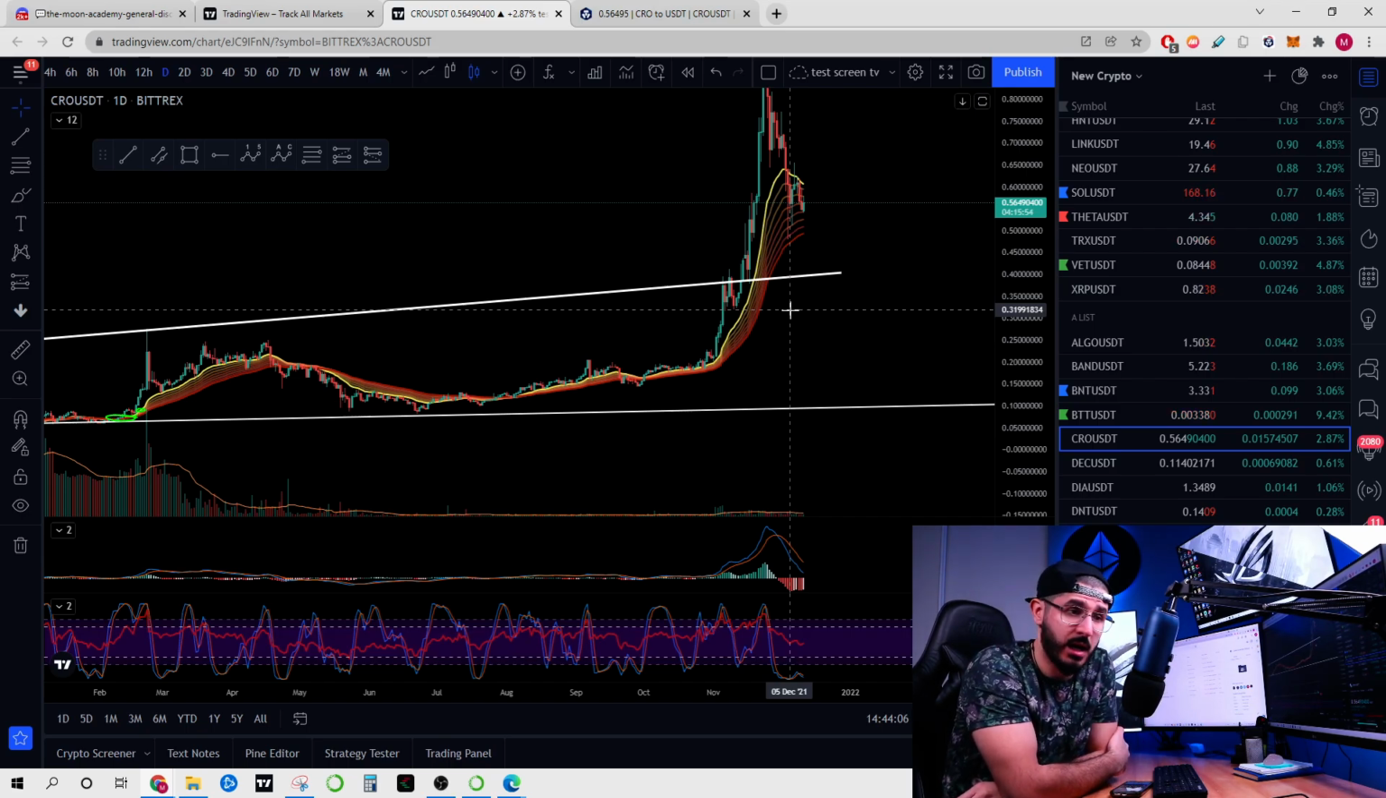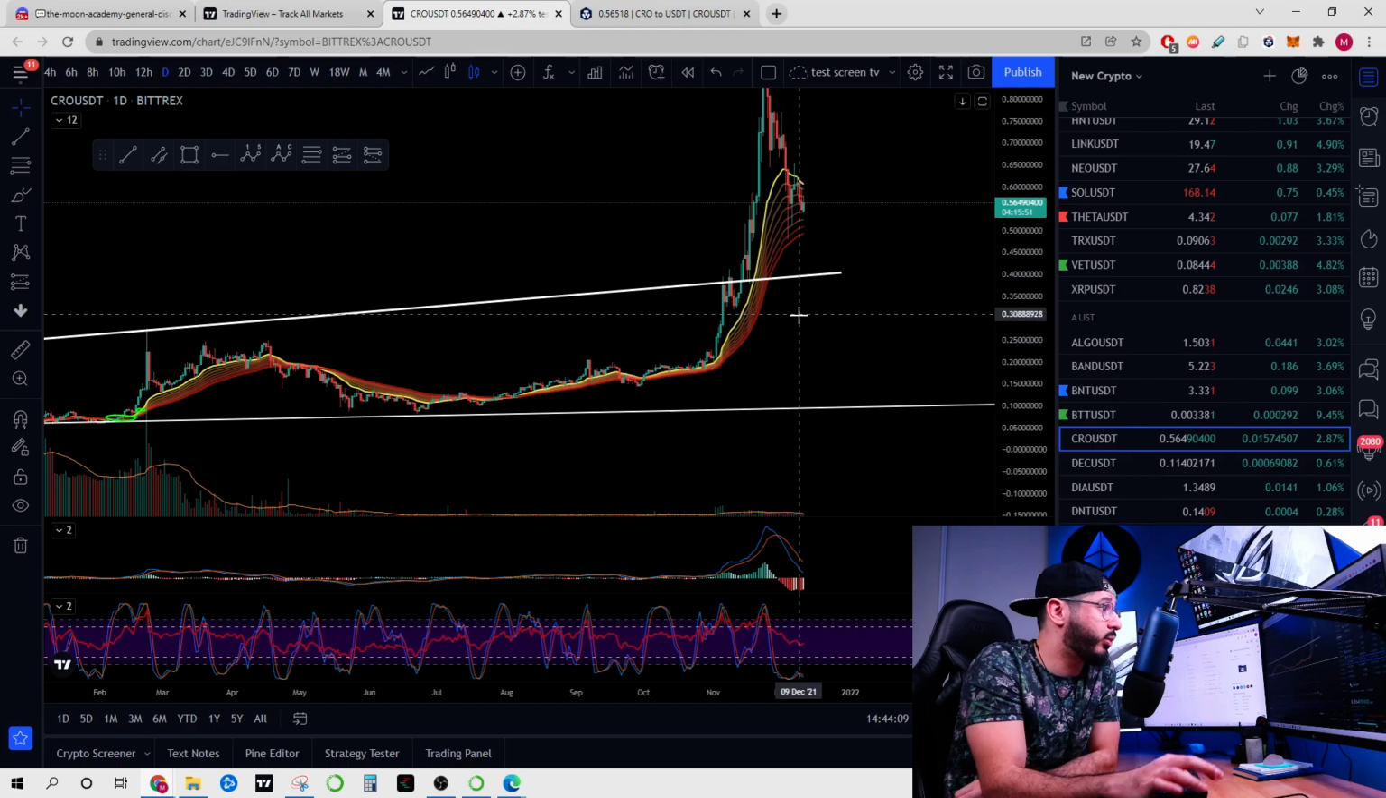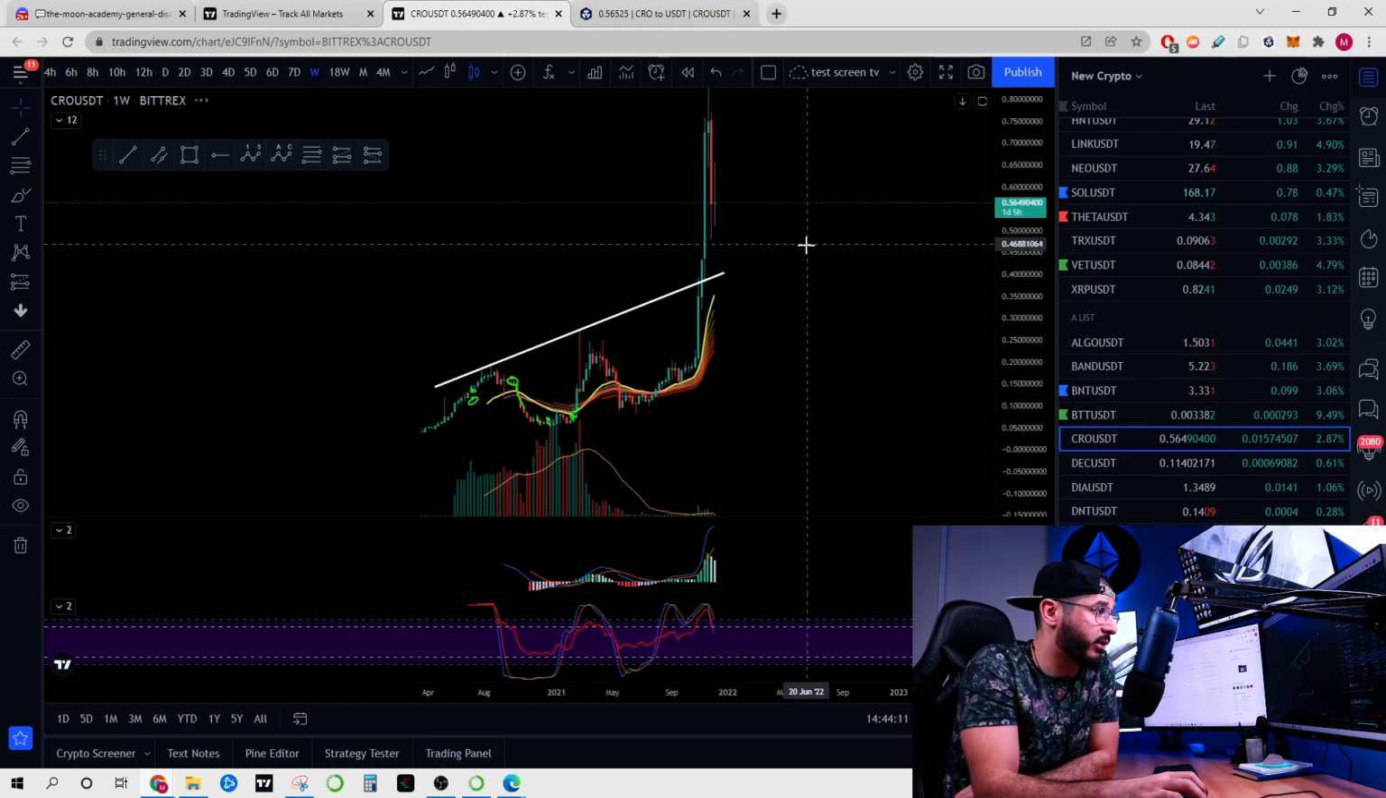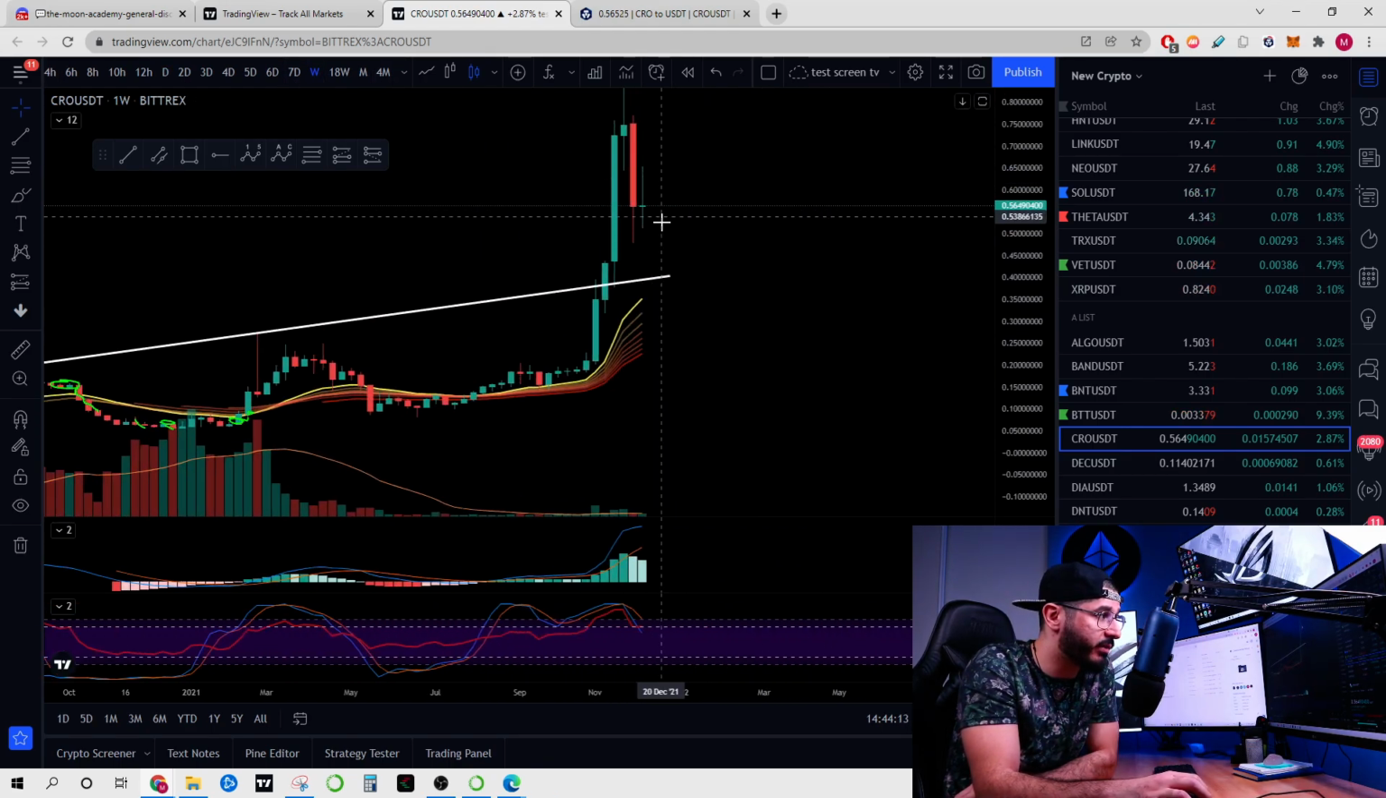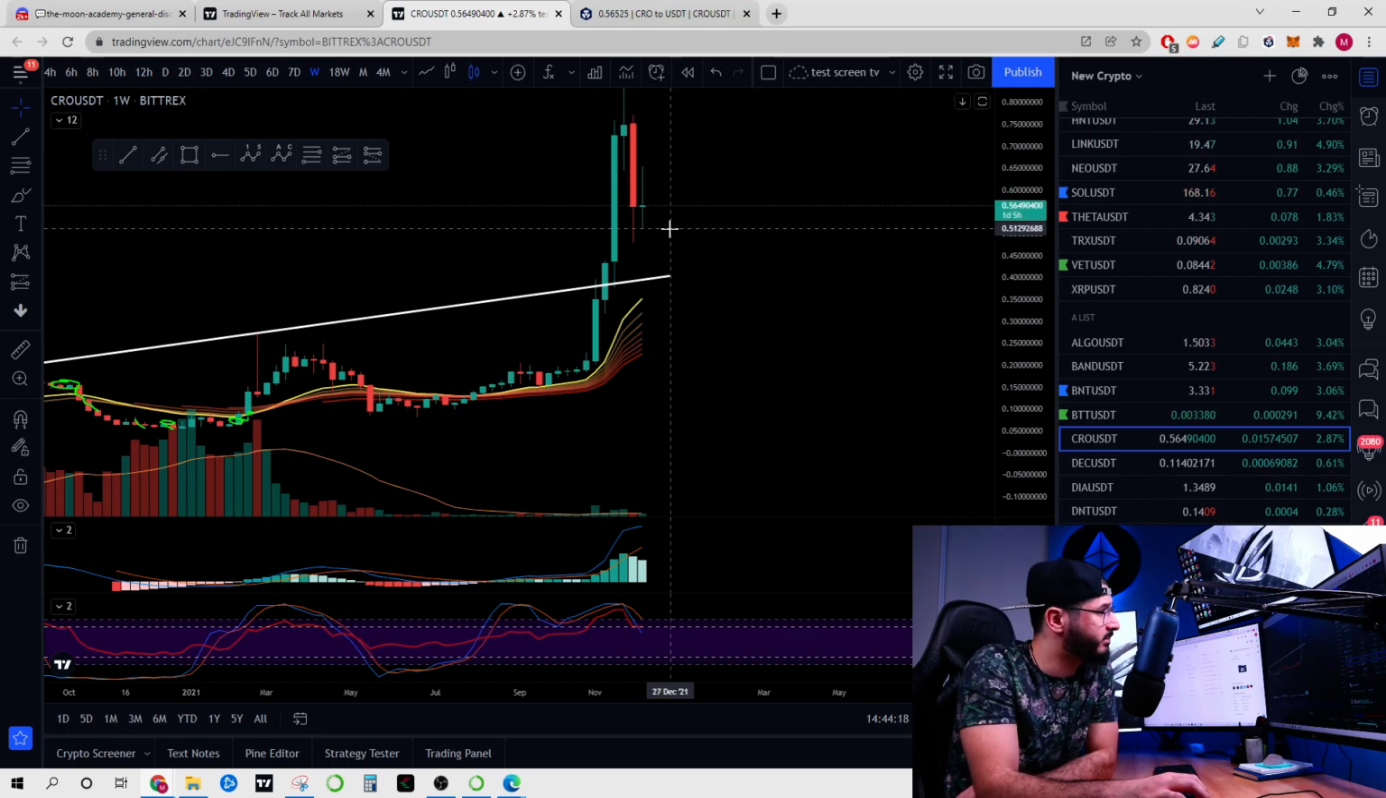Let's just wait and see till tomorrow. See what the weekly candle is gonna tell us for Crypto.com. You can see here that there is some sort of a push to the upside. Buyers tried to push up, didn't really go anywhere. Sellers tried to push down, didn't really go anywhere.